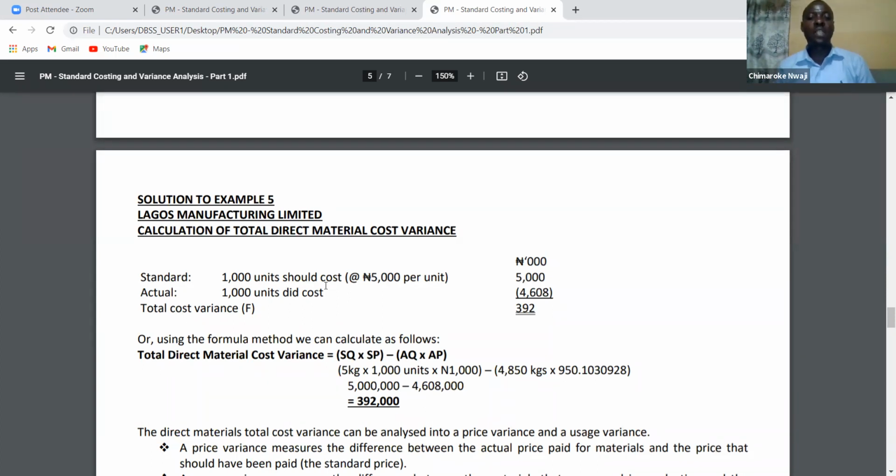And we were told that our actual quantity was 4,850. How did we get that standard price that we used here? We simply divided the total cost by the standard quantity, and that gave us 950. Because when you multiply, it should give you the total cost that you spent actually. And when we less it from the standard cost for actual production, you are getting the same thing.